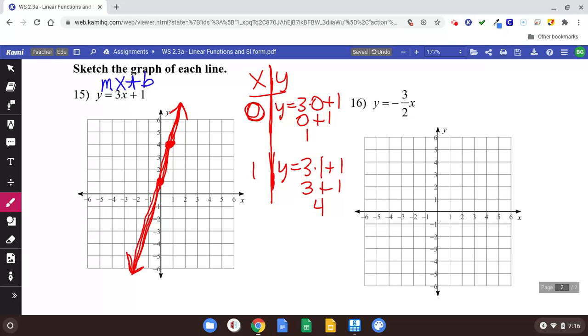So think about this. The b number is 1, and that's your y-intercept. So we could have just started there. We know that's 1. We don't need to do a table because we know that's 1. And then this is your slope, 3.